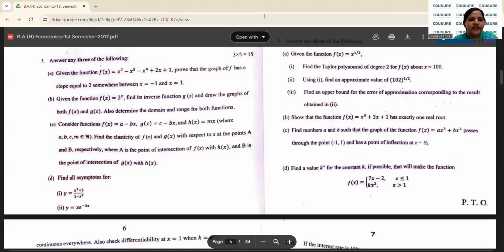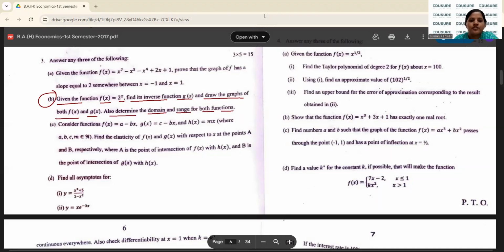TU 2017 Introductory MME question number 3 part B. Given the function f(x) = 2^x, find its inverse function g(x) and draw the graphs of both f(x) and g(x). Also determine the domain and range of both the functions.